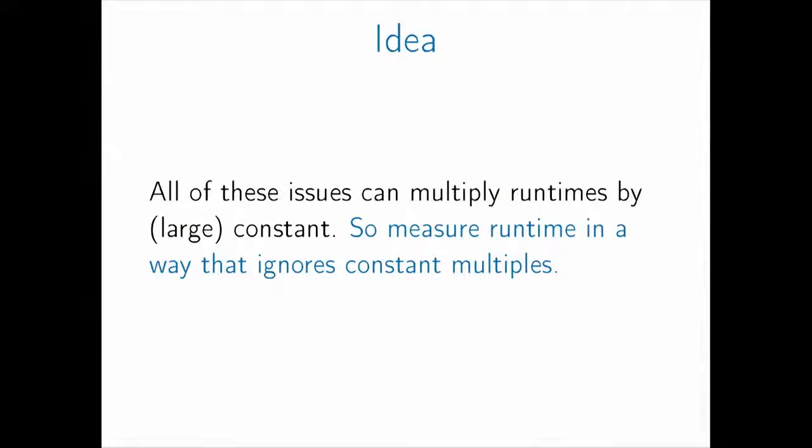So the key idea is, if we come up with a measure of runtime complexity that ignores all of these constant multiples, where running in time n and running in time 100 times n are considered to be the same thing, then we don't have to worry about all of these little bitty details that affect runtime.